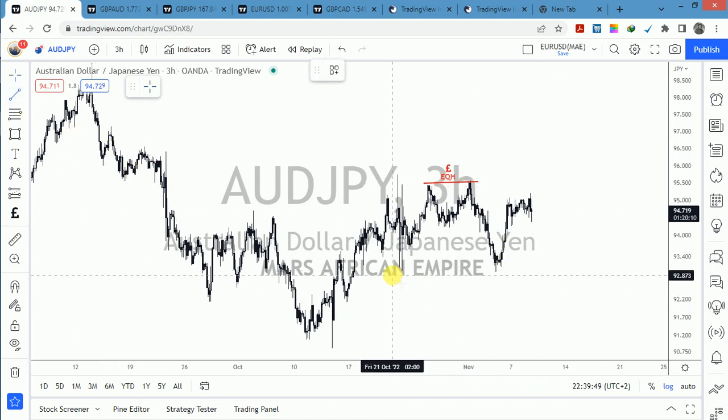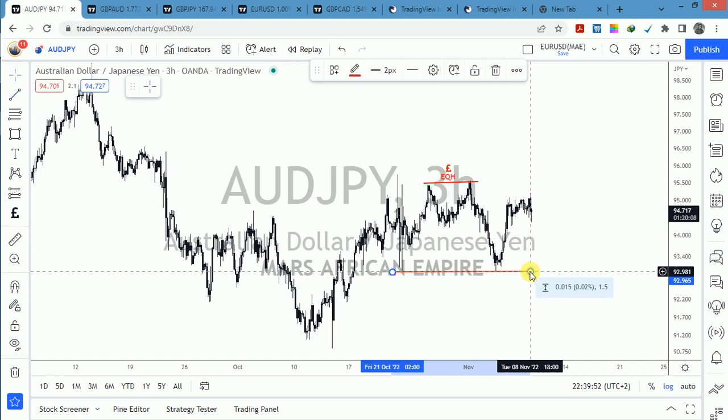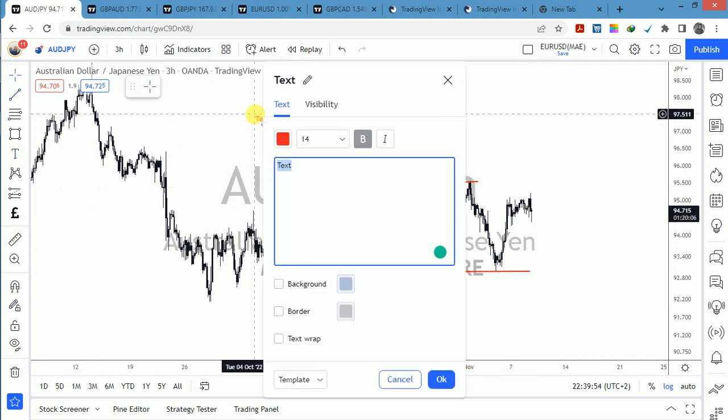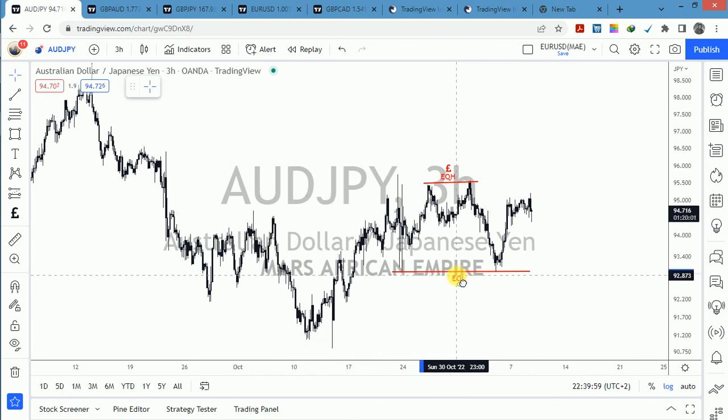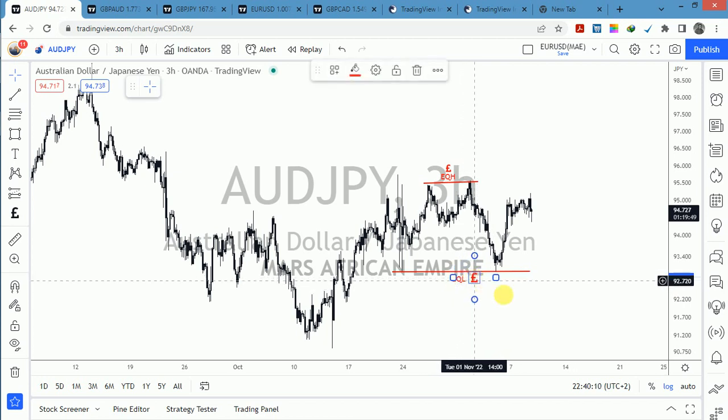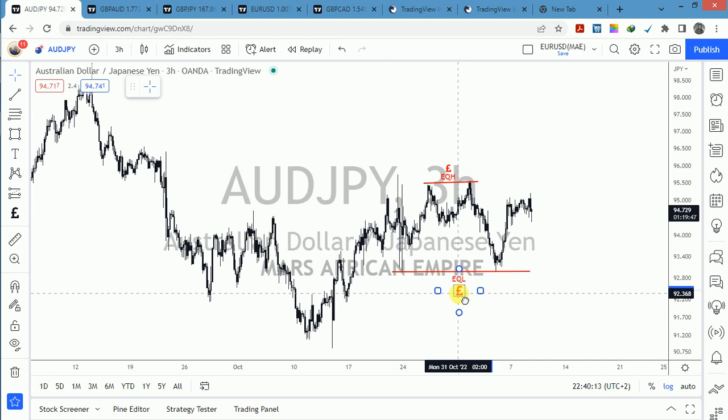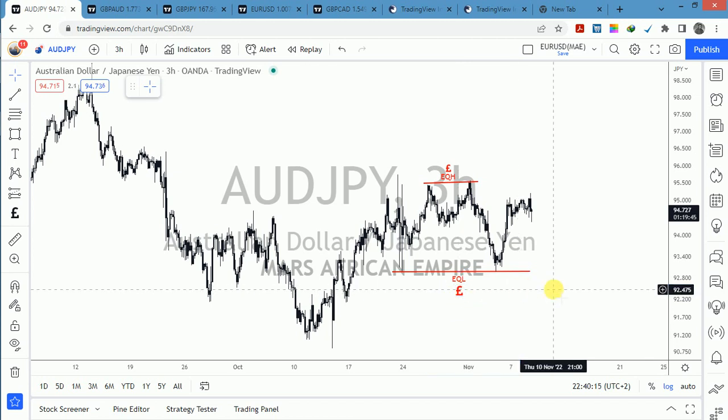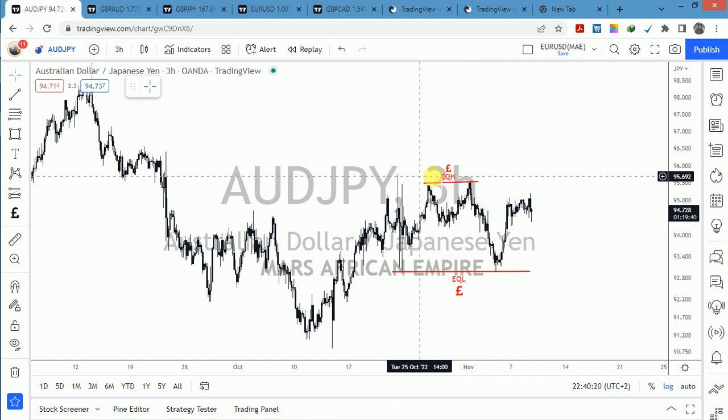We can see also that there are equal lows here, and the liquidity below that has not been grabbed yet. So we still have liquidity there. We still have liquidity above these equal highs.